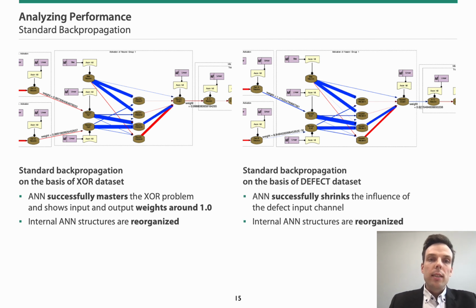So, facing this kind of network with a defect dataset, the network successfully shrinks the influence of this second input channel.